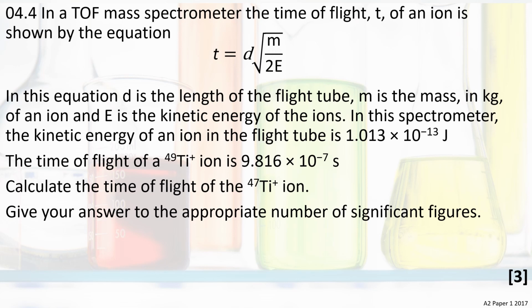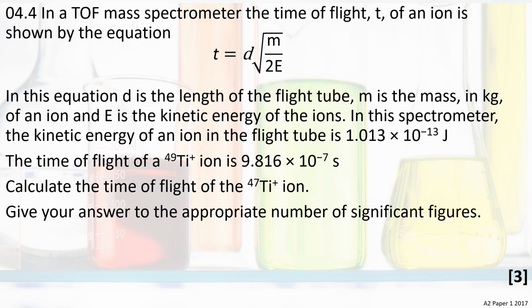Here's the final part of the question. In a TOF mass spectrometer, the time of flight T of an ion is shown by the equation given there. In this equation, D is the length of the flight tube, M is the mass in kilograms of an ion, and E is the kinetic energy of the ions.